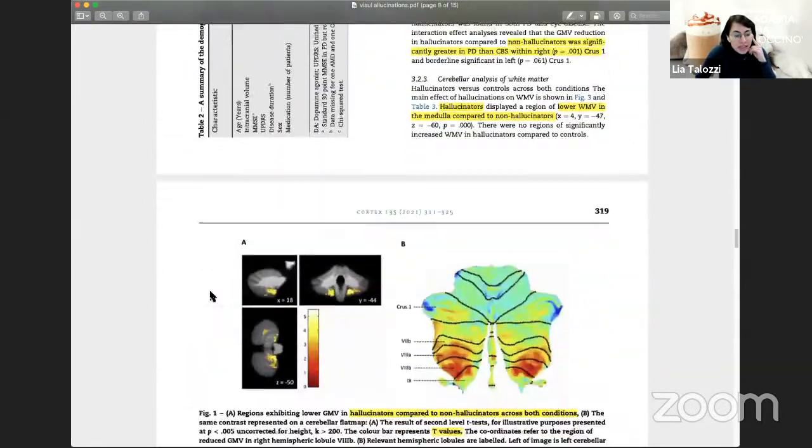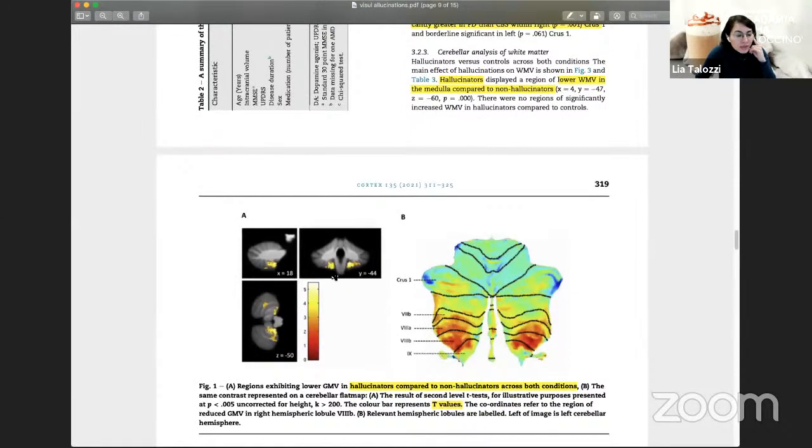And going to the results, here you have reported the t-values of the statistics of comparing the gray matter between patients, so hallucination with non-hallucination, mixing up the two groups. And as you can see here, there are differences in the lobules 8 and 7 of the cerebellum, and also in the crus one. And here we have a more extended part on the right side.